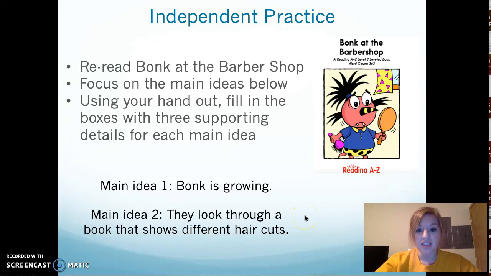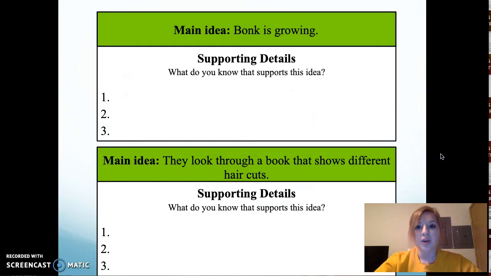I'll have these up on the board, and you will also have them listed on your sheet. Main idea 1, Bonk is growing. Main idea 2, they look through a book that shows different haircuts. So I will pass out the story, and I also pass out your graphic organizers where you can organize your ideas and write down the details that support each of these main ideas. I will give you time to work on this independently, and I will be walking around in case you need any help.